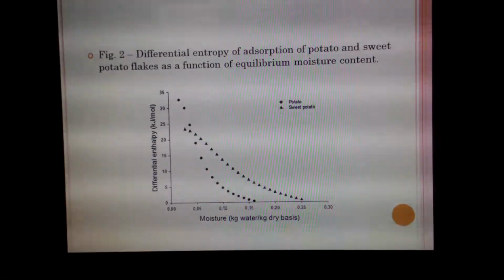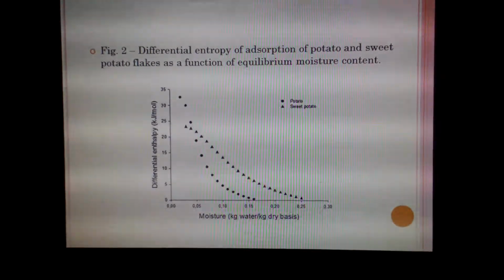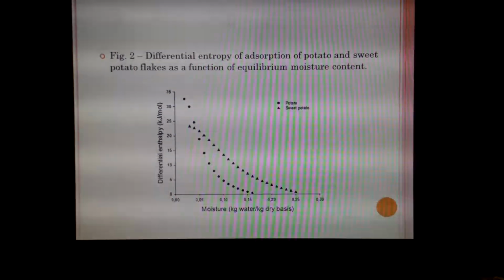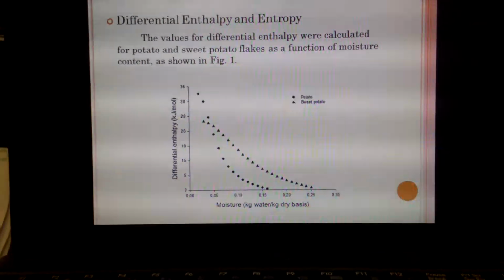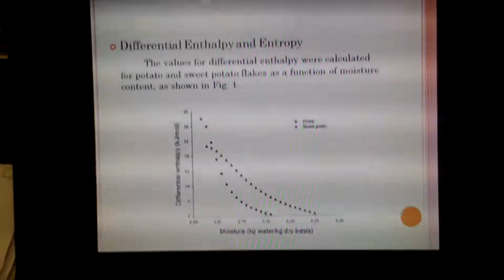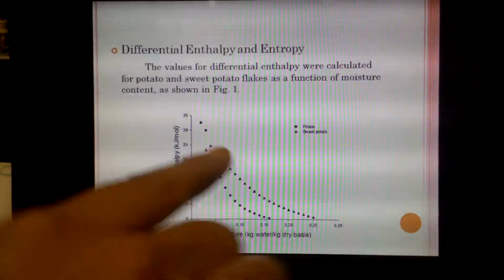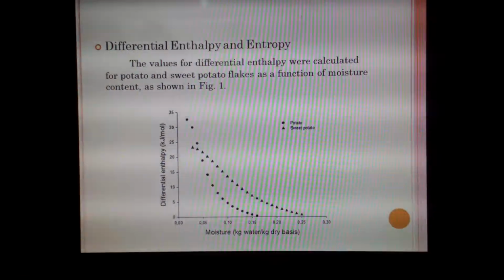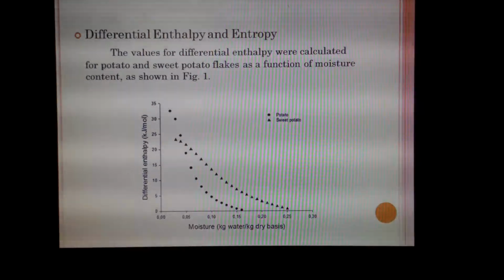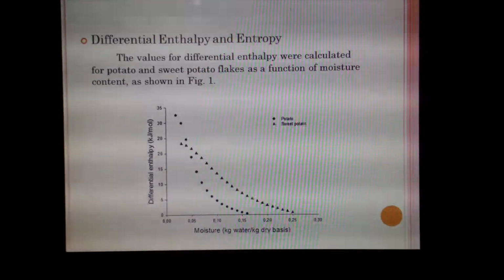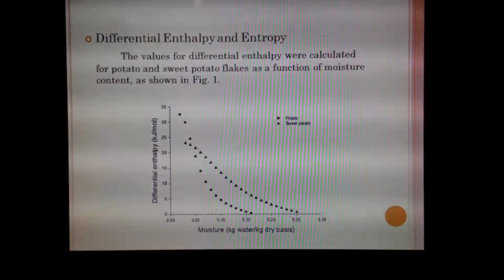The next one is the differential entropy of adsorption in sweet potato. But let's get back to the differential enthalpy. As you can see in the graph, the values for differential enthalpy were higher for the sweet potato, indicating the existence of more polar sites on the surface of the solid and greater bonding energy between the water molecules and the surface, thus requiring more energy to dry the product.